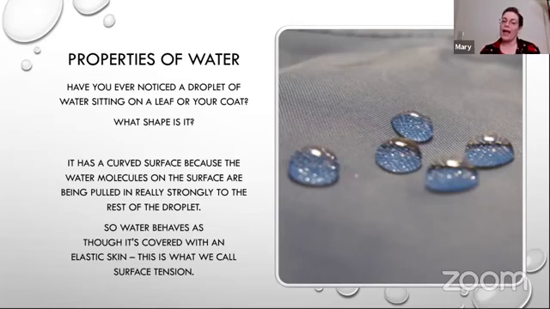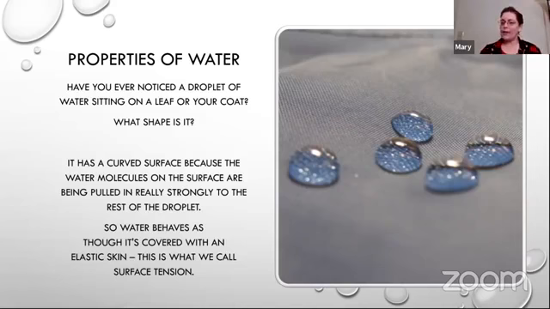So water behaves as though it's covered with an elastic skin. And we call that elastic skin the surface tension of the water. And this surface tension is very important when it comes to making bubbles, whether it be bubbles in water, like you would blow through a straw into whatever drink you're drinking, you would make bubbles that way. But it also plays a factor when we make soap bubbles as well.